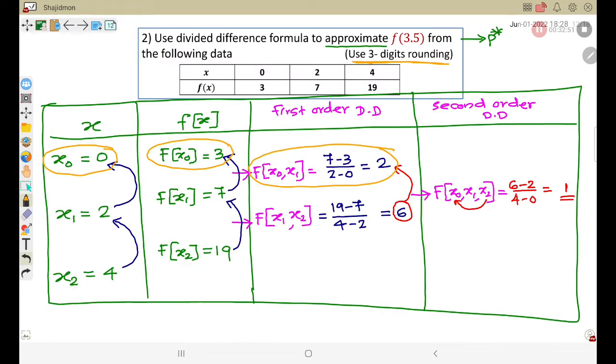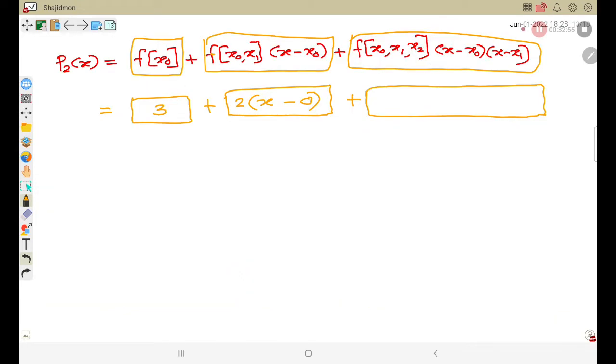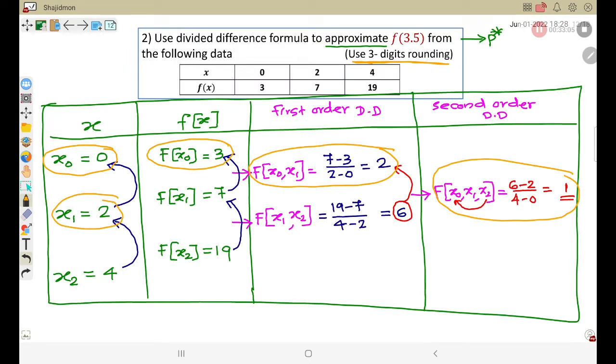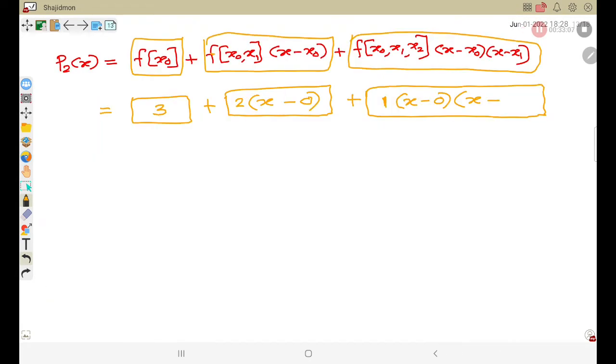Sorry, f of x0, x1, x2. What is that number? 1. Correct. 1 multiply x minus x0, which is 0, multiply x minus x1. What is x1? x0 is 0, x1 is 2. So we can write multiply 2. Practice and study. It is easy, but when you are only watching you will not get it. You can take paper and write. So this is the divided difference polynomial of degree 2.